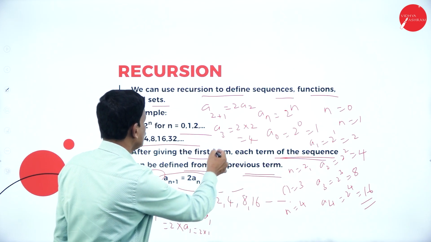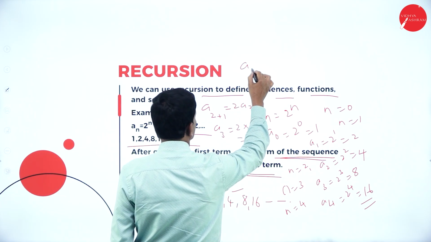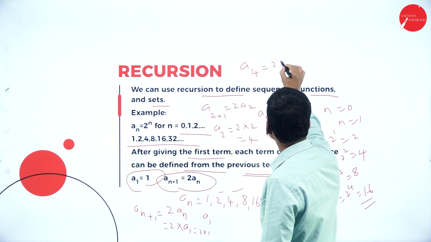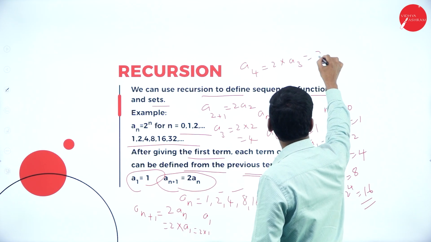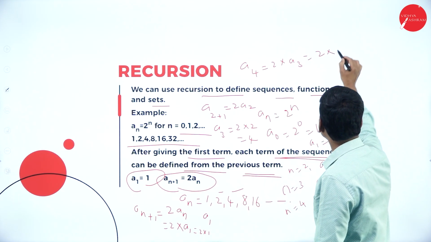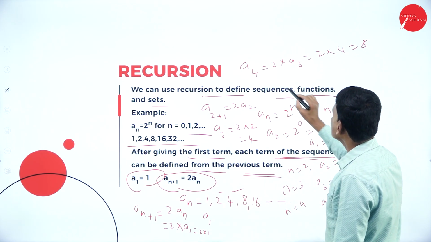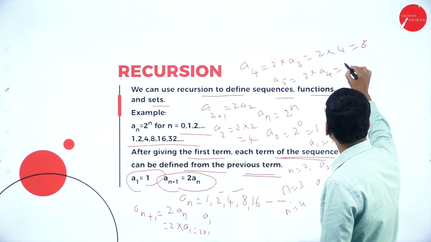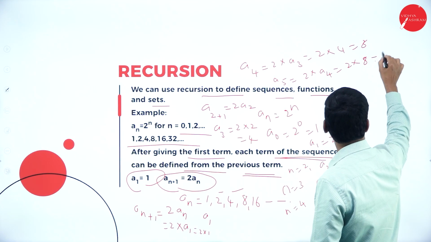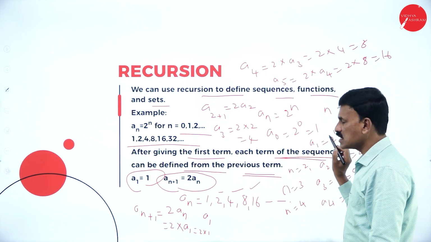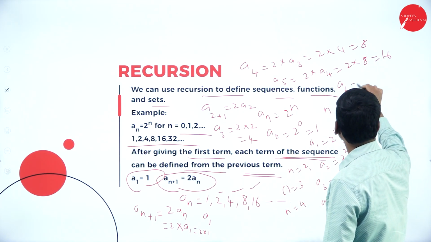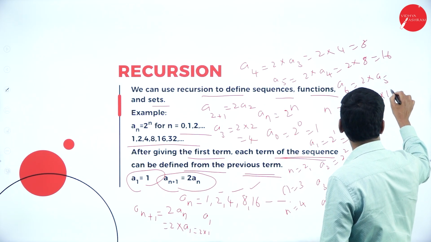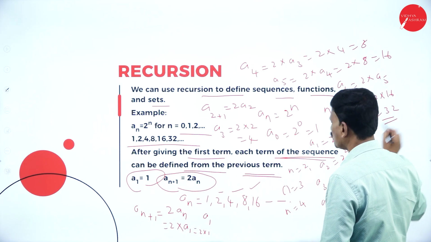Similarly, if I put n is equal to 4, what will we get for A4? 2 into A3. That is 2 into, what is A3? 4. That's equal to 8. Similarly, A5 can be written as 2 into A4. That is 2 into 8, which is equal to 16. Similarly, A6 can be written as 2 into A5, which is 2 into 16 is equal to 32.